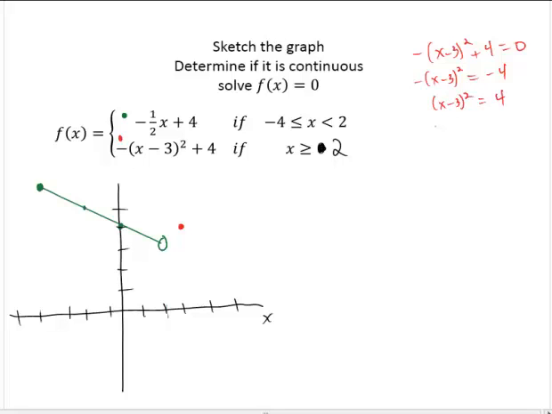use the square root property, that would give me x minus 3 is positive or negative 2, so then x is 3 plus or minus 2. So that's x equals 1 and x equals 5. So I have x-intercepts at 1 and 5 and opening down, and so then the curve would look something like this.